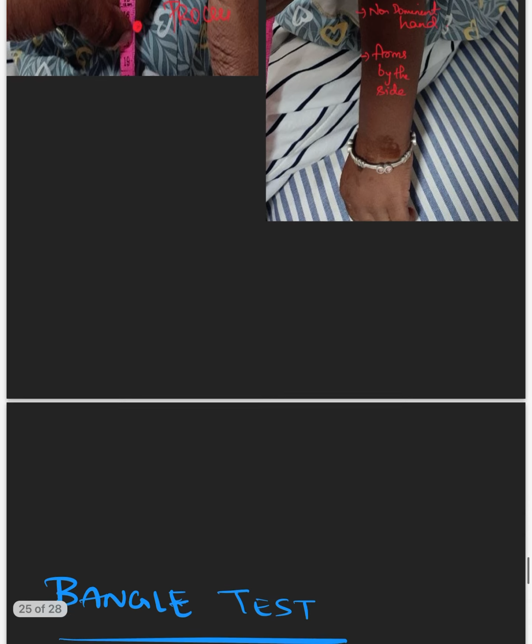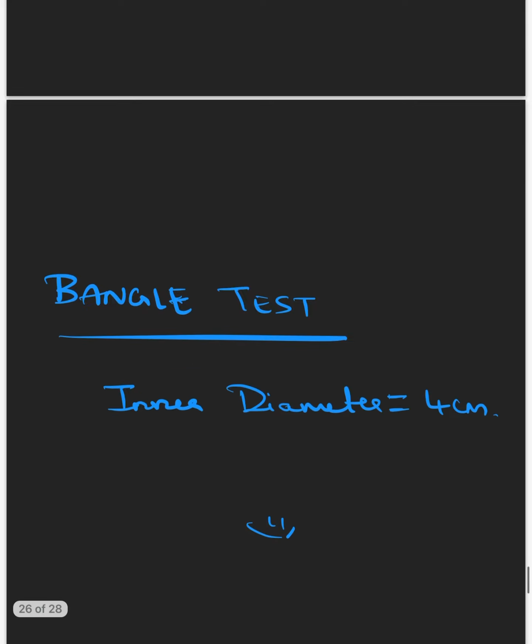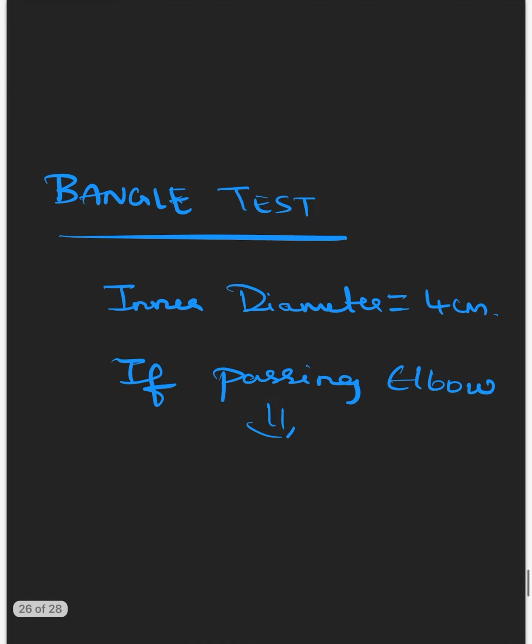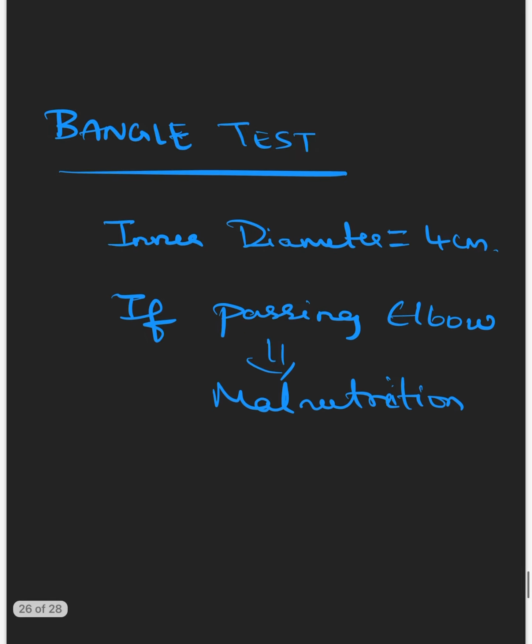After that, we go for bangle test. Bangle test is one of the simplest tests where we use 4 centimeter inner diameter bangle. If it crosses elbow, then it is suggestive of malnutrition.